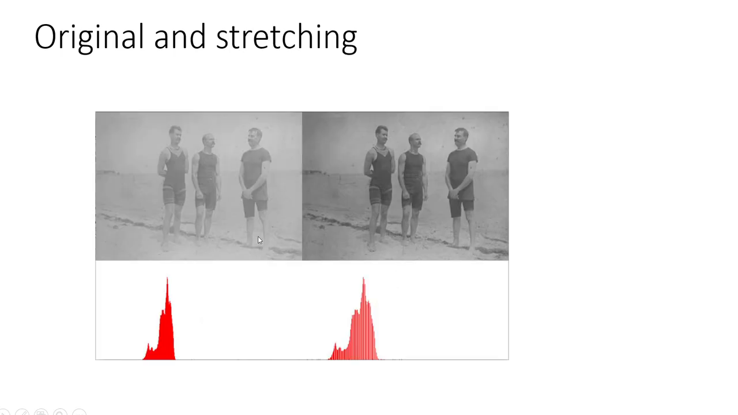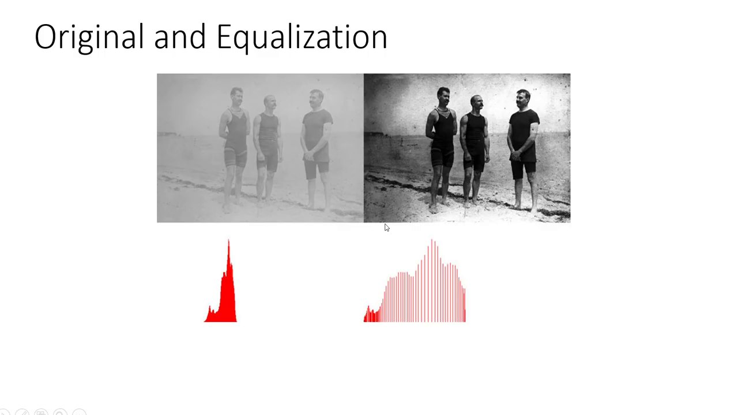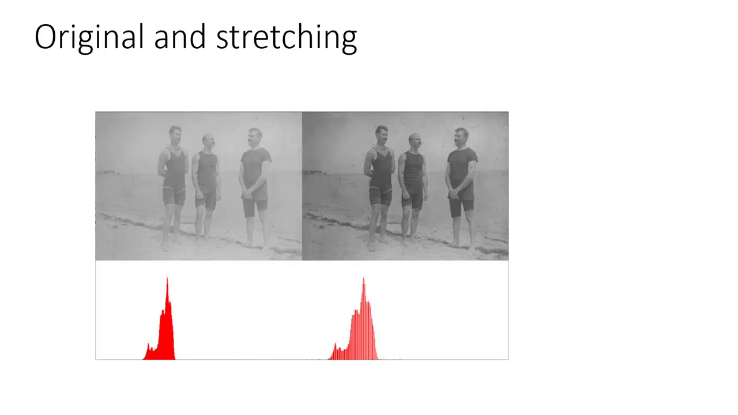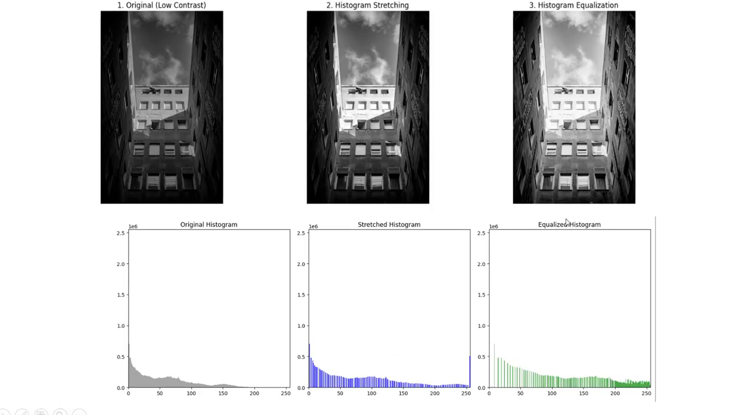So this is one example of stretching where there are more colors being introduced. And here, equalization helps to improve the contrast. This is another example of an original image. This is histogram stretching, where you can see that unused pixels are being used here. And this is one example of histogram equalization, where it aims at brightening up the image.